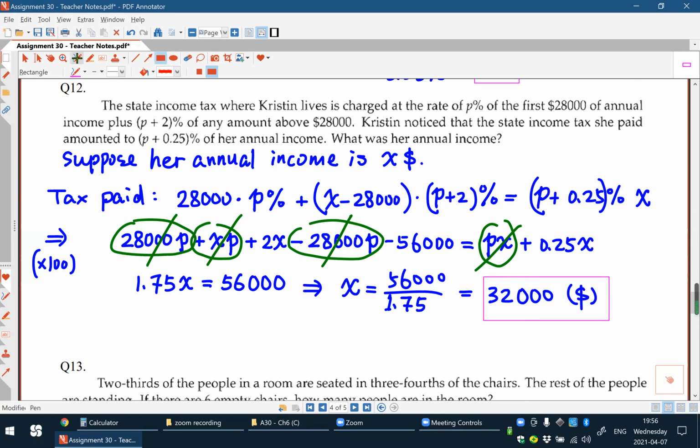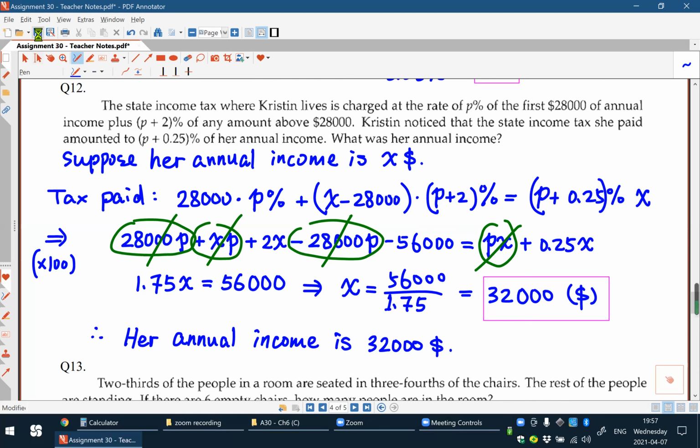Okay, have a look at this. Any questions? And let's make the conclusion. Therefore, her annual income is $32,000. Any questions?